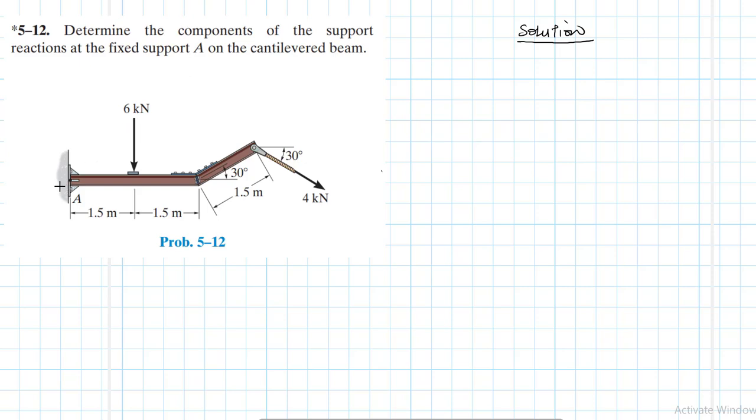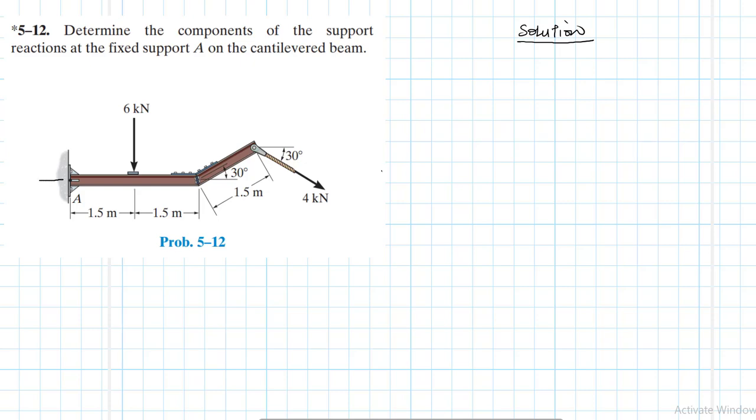So to start with, we are going to draw the free body diagram. This is a fixed support, therefore it's going to restrain this cantilever beam at support A from translating either in the Y or in the X, and the rotation will also be restrained, and therefore we're going to have reaction forces. So let's draw the free body diagram.